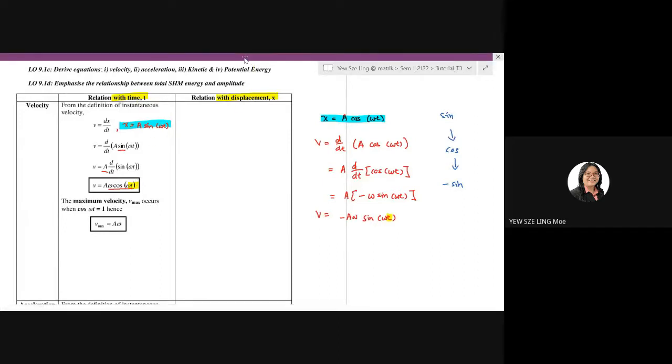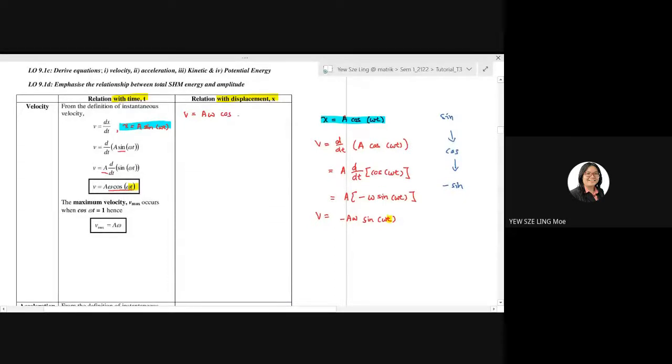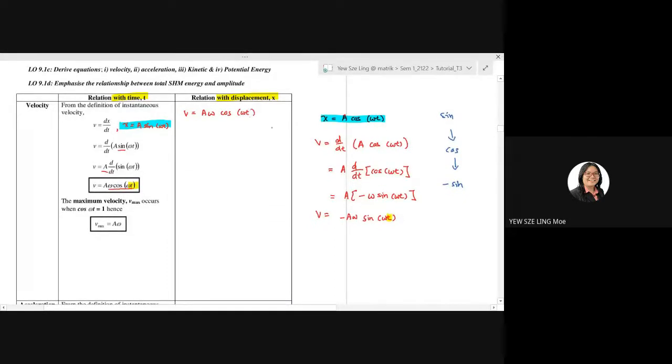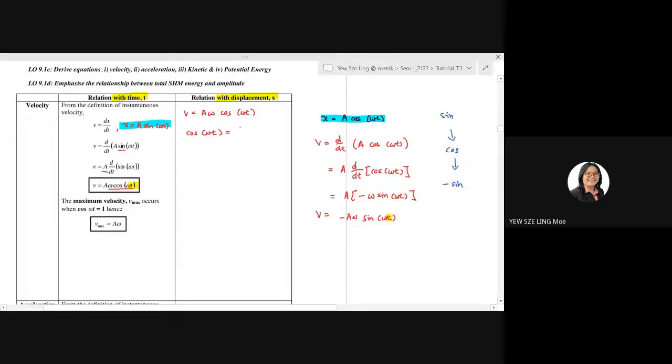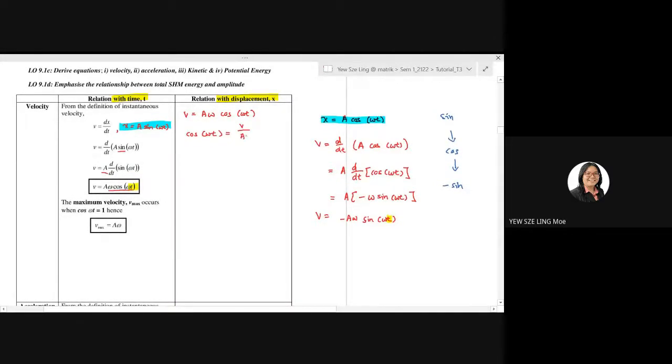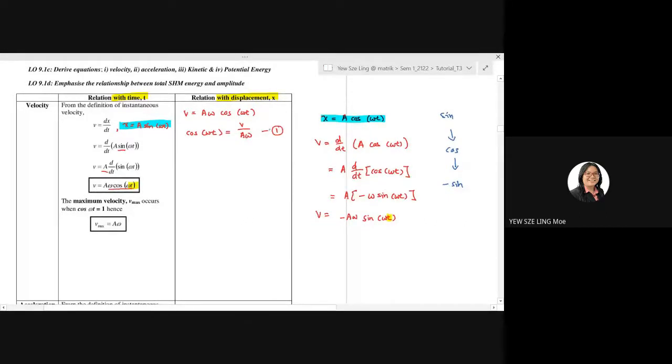Now, how about equations with displacement? First of all, we have the general equation v equals A omega cos omega t. So rearrange the equation: cos omega t equals v over A omega. This is the first equation that I want to use in my derivation.